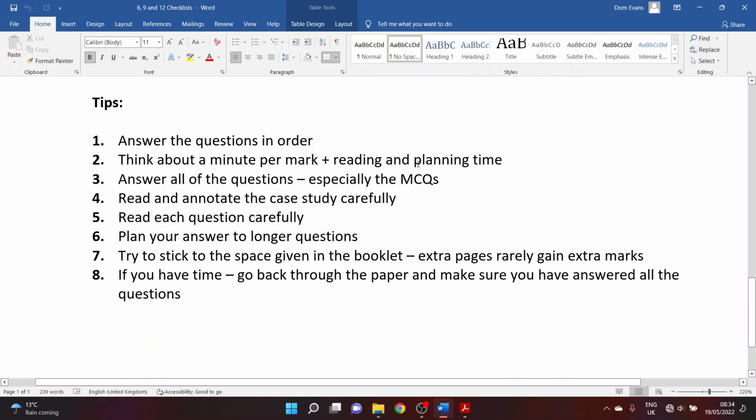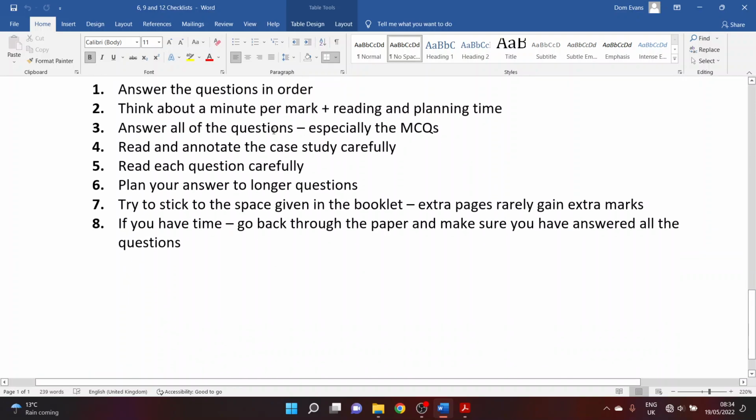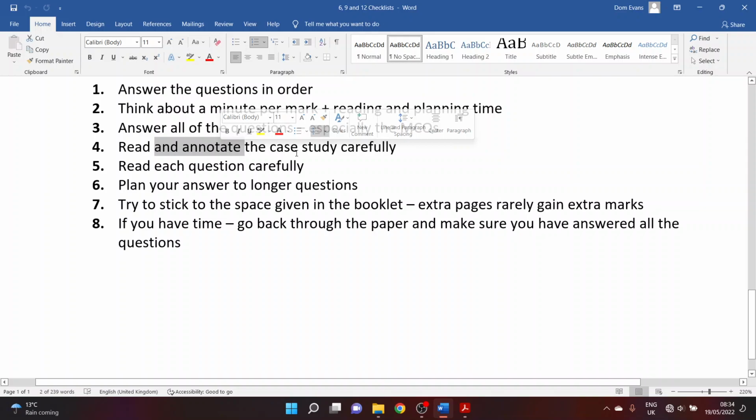I do recommend writing a little bullet point plan for certainly the 9 and 12 marks, if not the 6 mark question too, just thinking about what you're going to say. I think that planning time is time well spent and will ensure you get more marks. Make sure you answer all of the questions, especially the multiple choice questions. I suggest reading and annotating the case study carefully. The case study is where the marks come from. You've got your business knowledge, you have to apply it to the case study to get the marks.